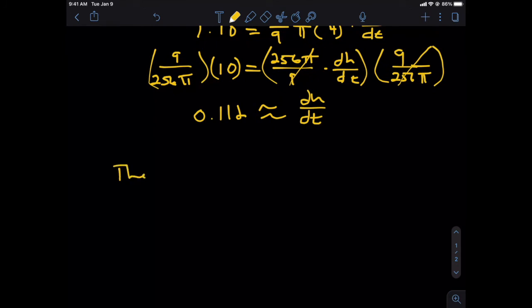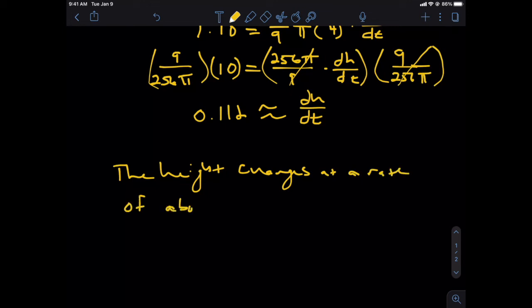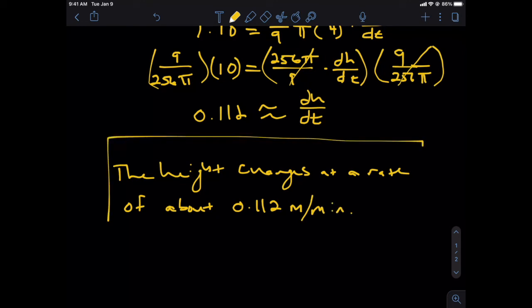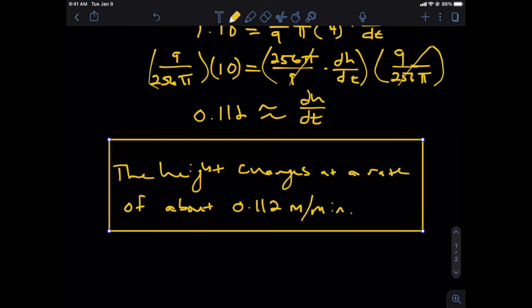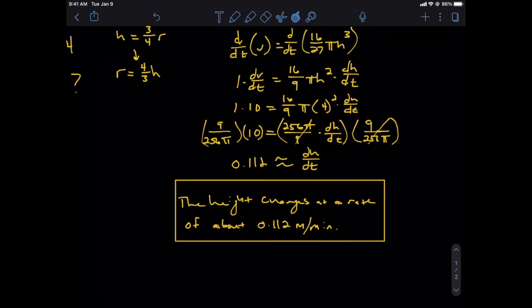We always want to write our answer out as a complete sentence to show that we understand what it is that we found. What we found here is the rate at which the height changes. So we say the height changes at a rate of about, because we know that this is not an exact answer, 0.112, and then our units were meters per minute. Wrap that up and put a bow on it, folks, because that is a model answer for these types of problems.